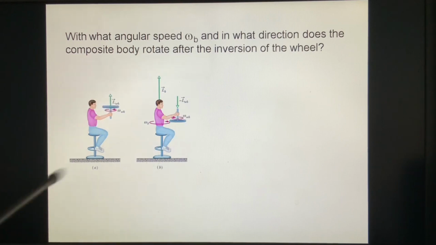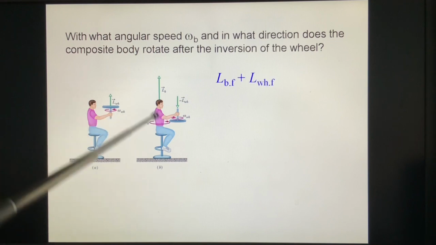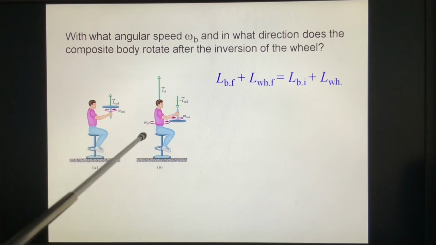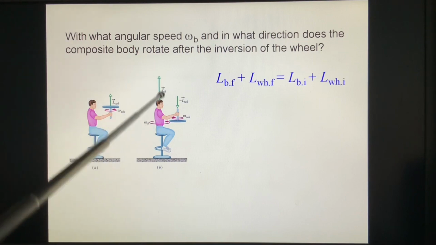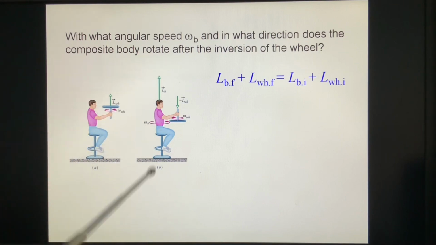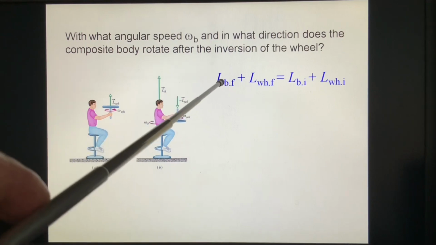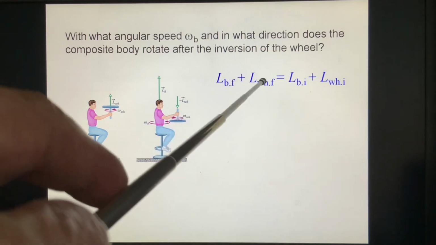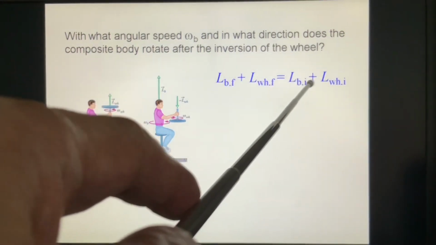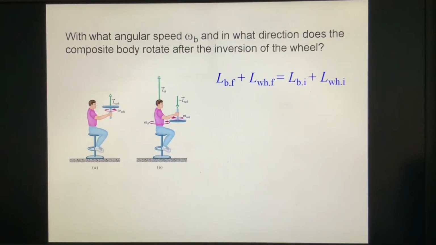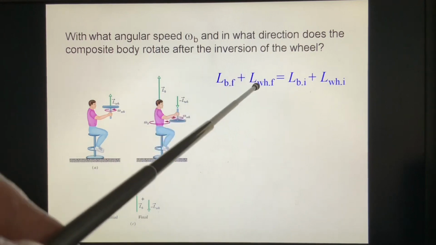In this case, you have a gravitational force and a normal force from the stool, but none of these forces has torque around this axis because they are all parallel to it. So the angular momentum is conserved, and that means L_B final plus L_wheel final equals L_B initial plus L_wheel initial. Now we put the numbers inside. This is angular momentum conserved, before and after.